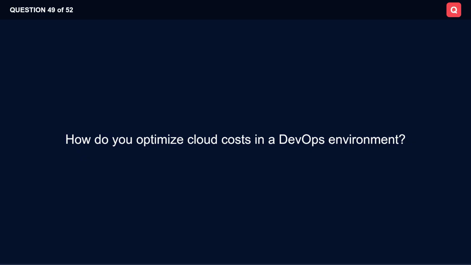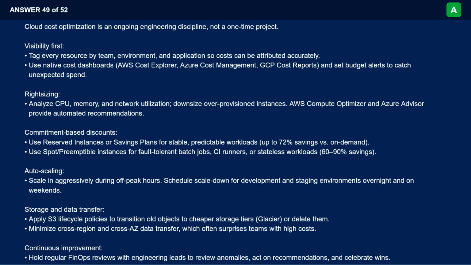How do you optimize cloud costs in a DevOps environment? Cloud cost optimization is an ongoing engineering discipline, not a one-time project. Visibility first: tag every resource by team, environment, and application so costs can be attributed accurately. Use native cost dashboards, AWS Cost Explorer, Azure Cost Management, GCP cost reports, and set budget alerts to catch unexpected spend.